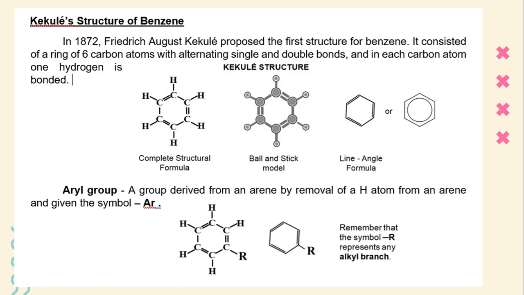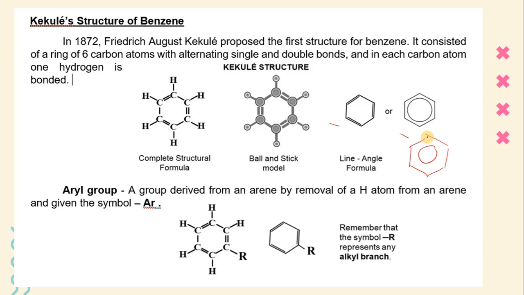Cyclic also. So here we can have this complete structural formula where the H are shown, the ball and stick model, and also the line angle formula. In the line angle formula, the H now is not written, just like what we did before. The line angle formula does not show the H. So you can have this, or you can have also this, where there's a circle inside your benzene ring.